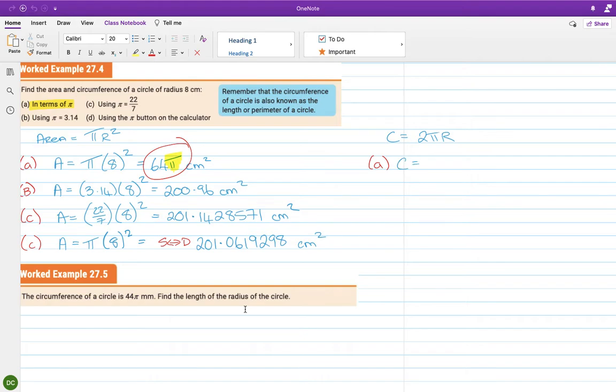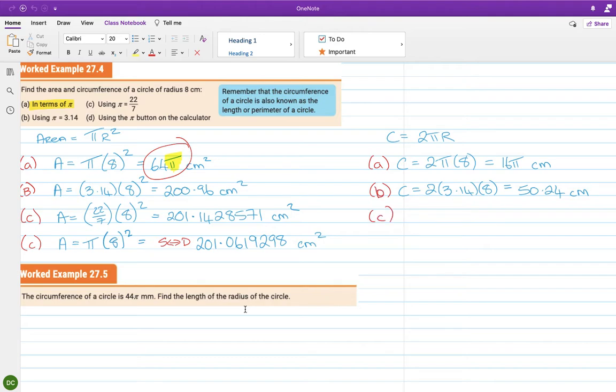So circumference is 2 pi 8. You type that in and you leave it with the pi. Second one is 3.14, so it's 2 times 3.14 times 8. So that's 50.24 centimeters. Oh, that was B.